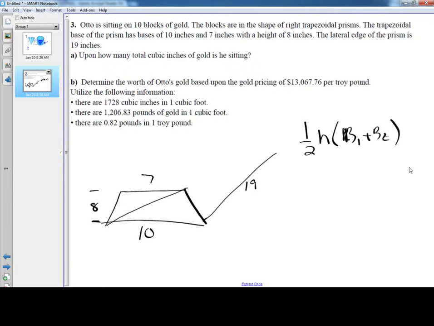So, 10 plus 7 is 17. So 17 times the height of 8. And then we're taking half of that, so I'm going to divide that. It goes 4. 4 times 17, that's 40 and 28, so 68. So that's the area of the base, multiplied by the height of 19.